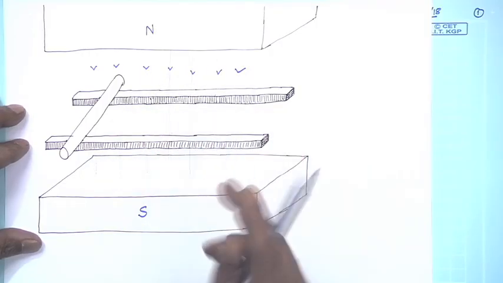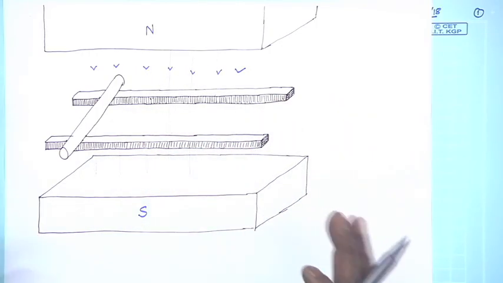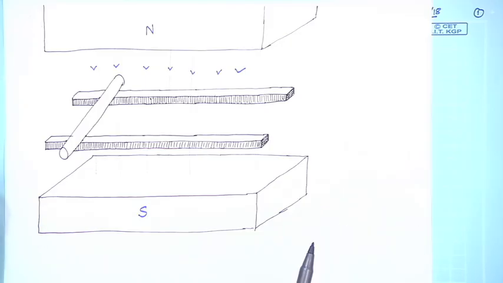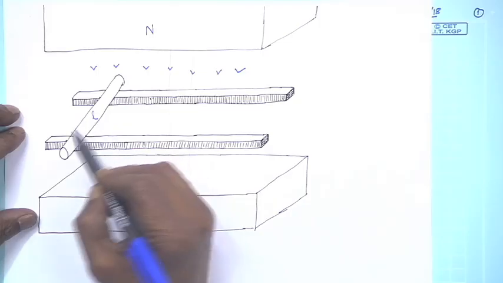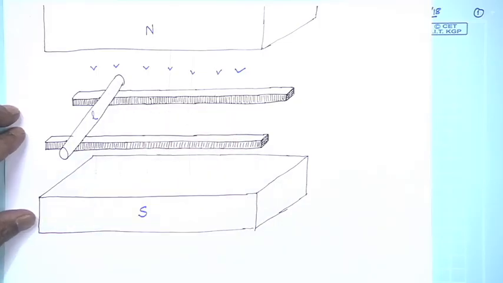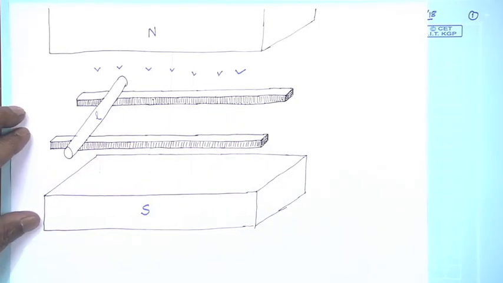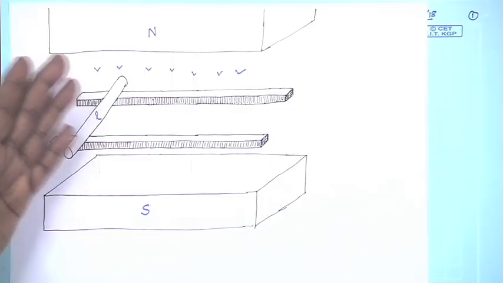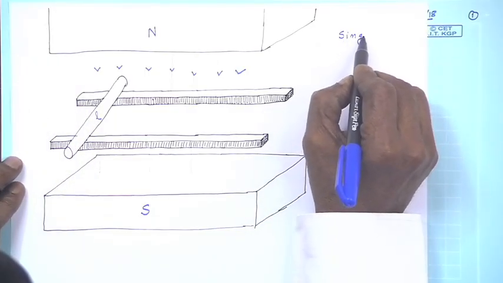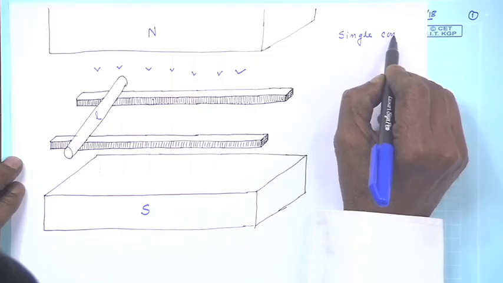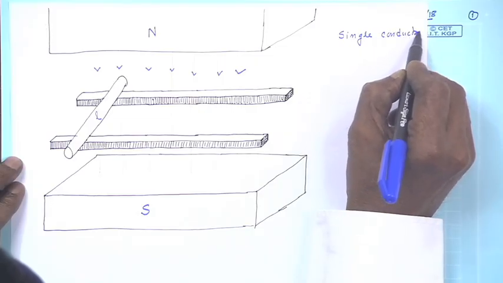Then these lines of force will be like this, coming like this, and these two are rails, frictionless, assume to begin with, and this is a conductor of length L meter, and it is initially at rest. So, the thing is, it is a single conductor motor.